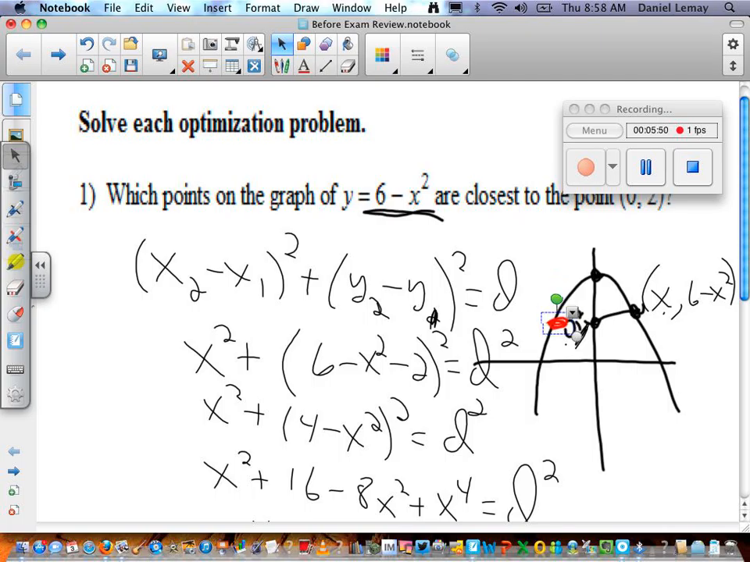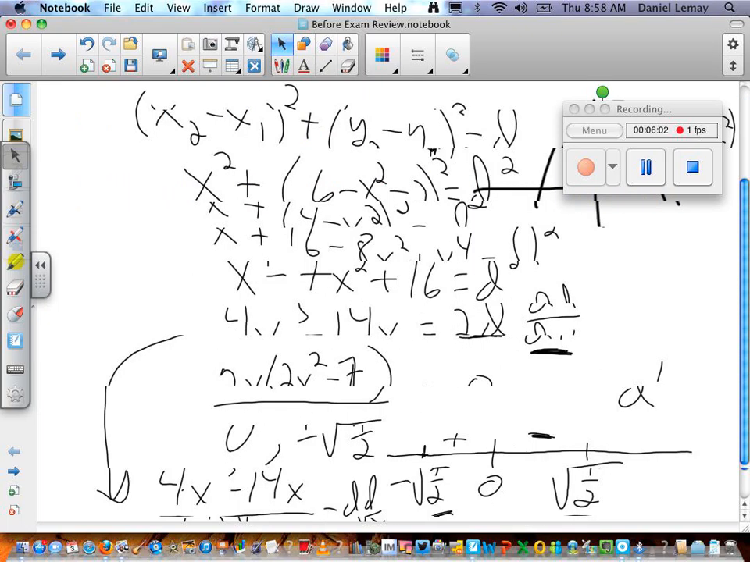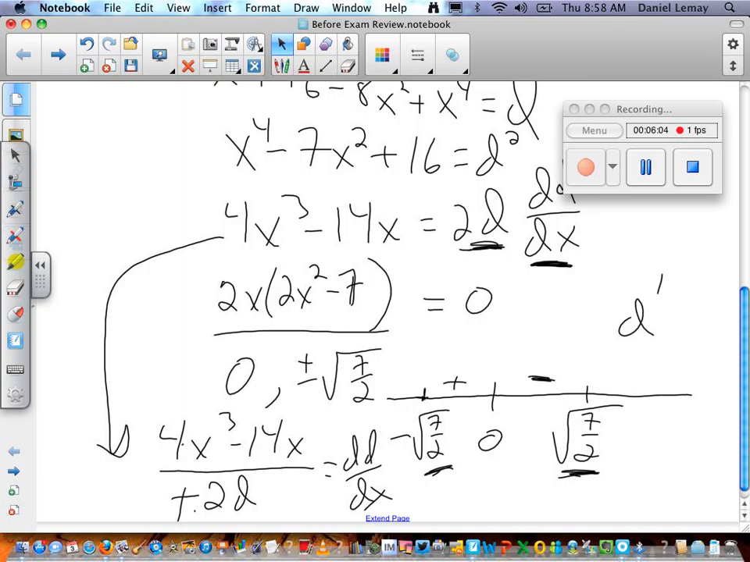Right. And then as I approach this, it's decreasing, decreasing, decreasing, then it would have to be increasing, increasing, increasing. So probably on my number line, that would be negative, and that would be positive. So there are the two minimums.